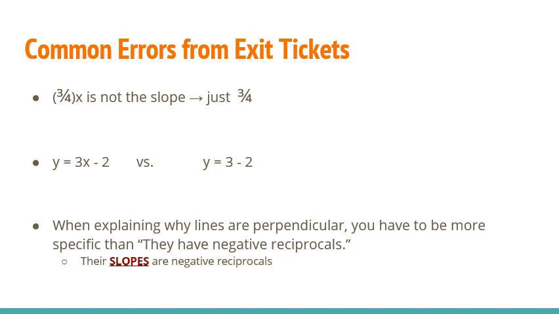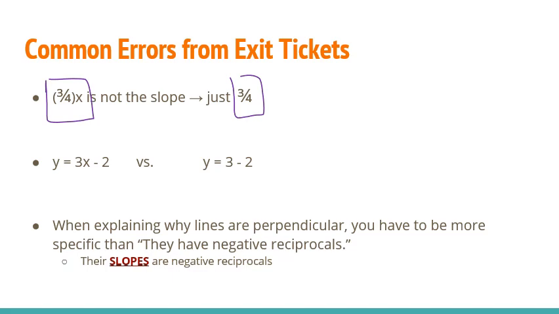So if you're talking about the slope of a line, 3/4 x is not the slope. Just the 3/4 is the slope. Okay, that's an important distinction. The 3/4 is just the rise over run. The x is the x coordinate. So you don't want to say 3/4 x is your slope. You would just say the number in front of the x.